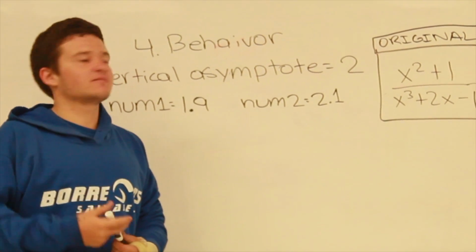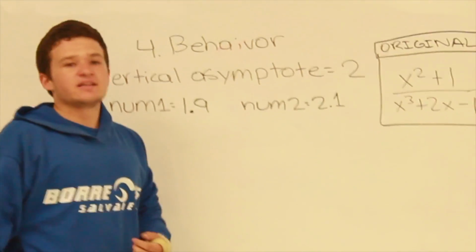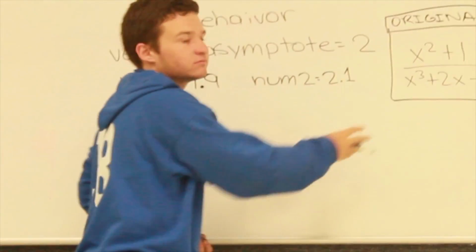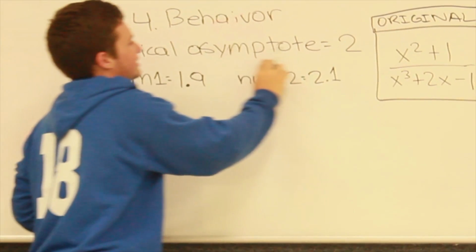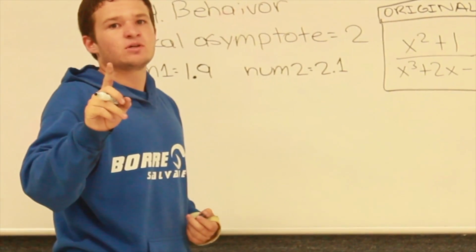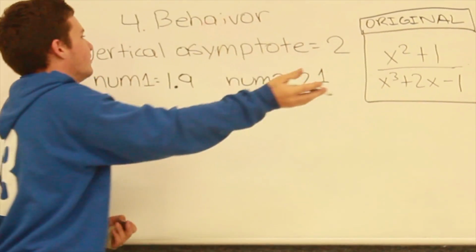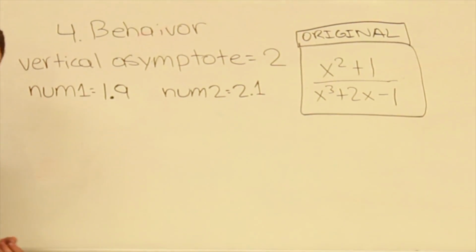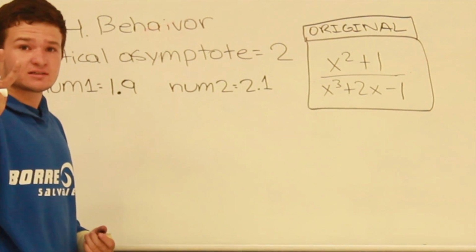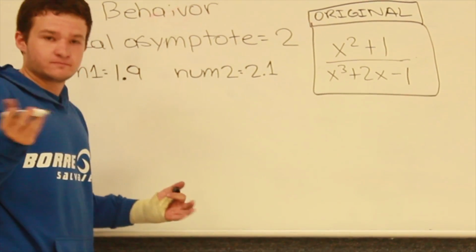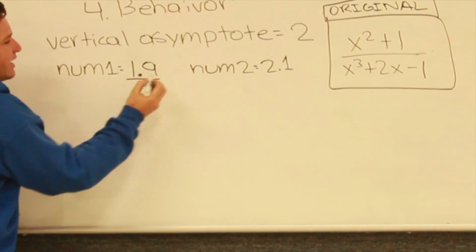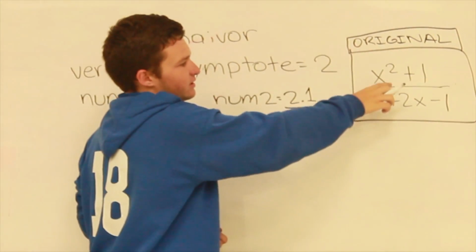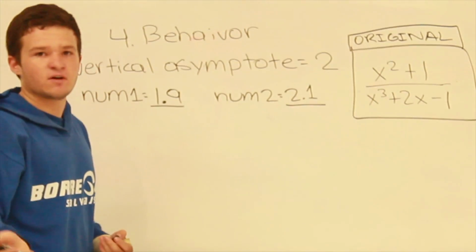And the fourth step is getting the behavior. And the behavior is pretty easy to get. You have your original rational function and your vertical asymptote. You must have the vertical asymptote in order to get the behavior. Your vertical asymptote in this case is 2. So you need to get the closest two numbers of 2. In this case it's 1.9 and 2.1. These values must be substituted in your original rational function.